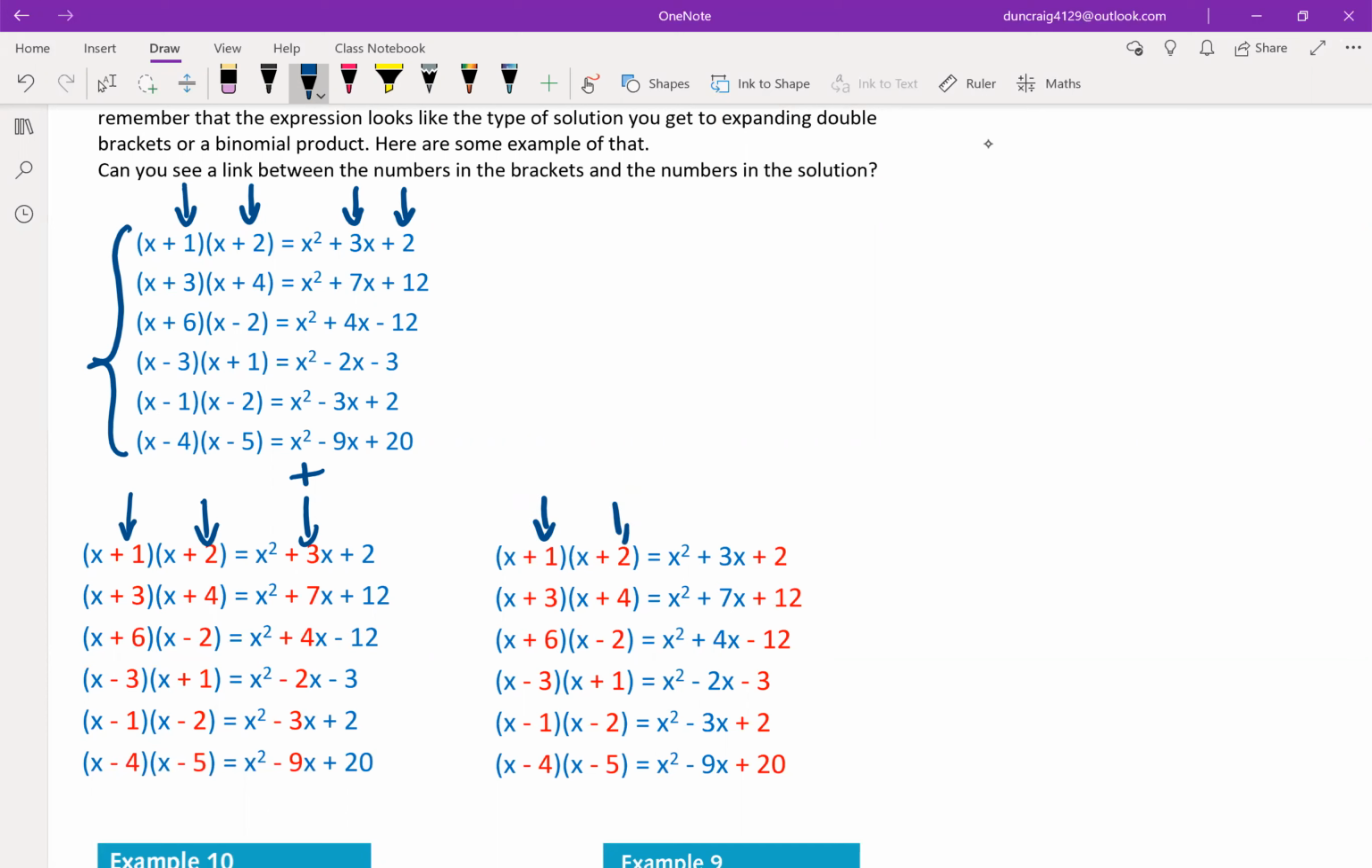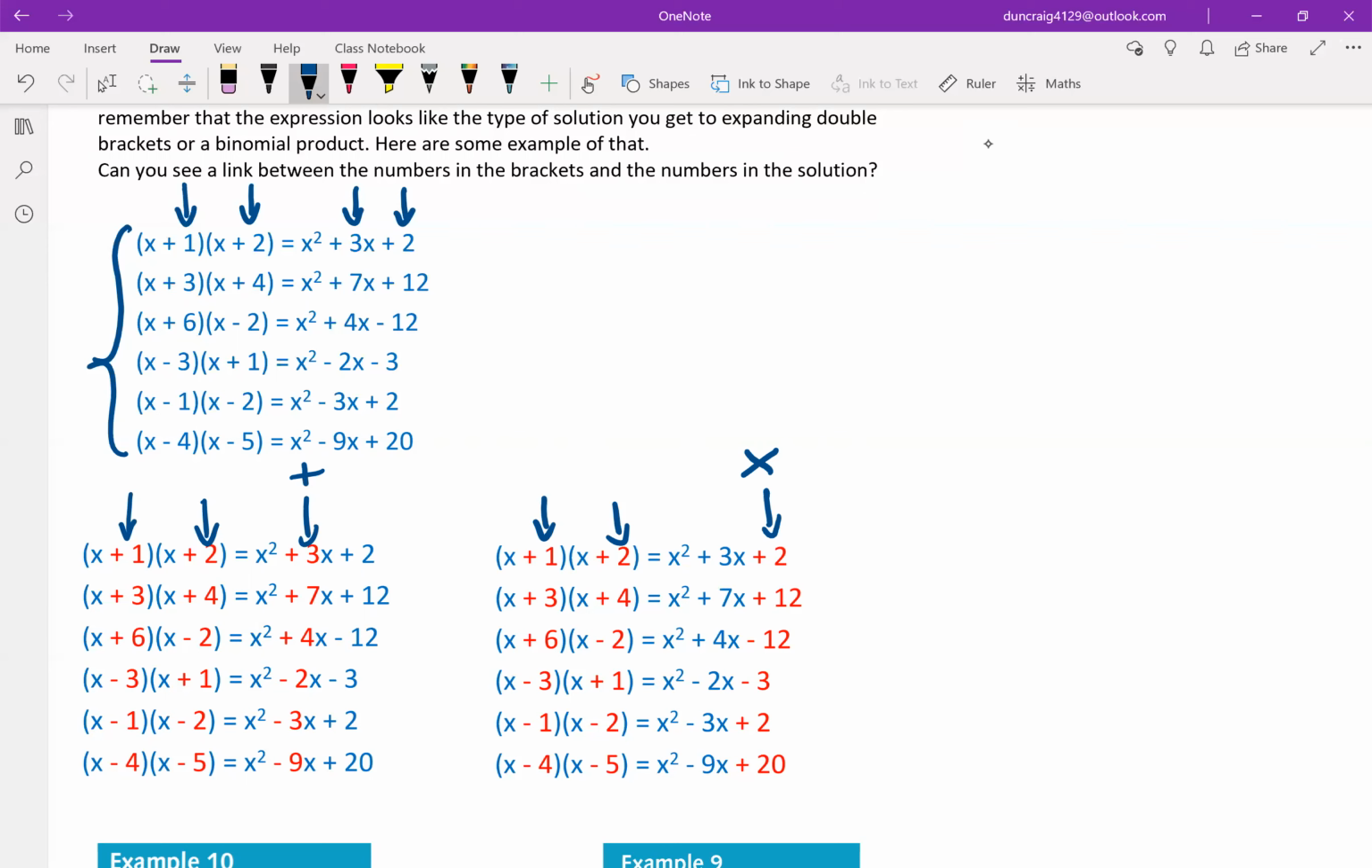All right, let's come over here. Let's have a look at these ones here, and let's do it again. 1 and 2, 2. 3 and 4, 12. 6 and minus 2, minus 12. What's going on here? We are multiplying. Let's verify. Minus 4 times minus 5 is positive 20. Yep, it works. So I'm happy with that there.